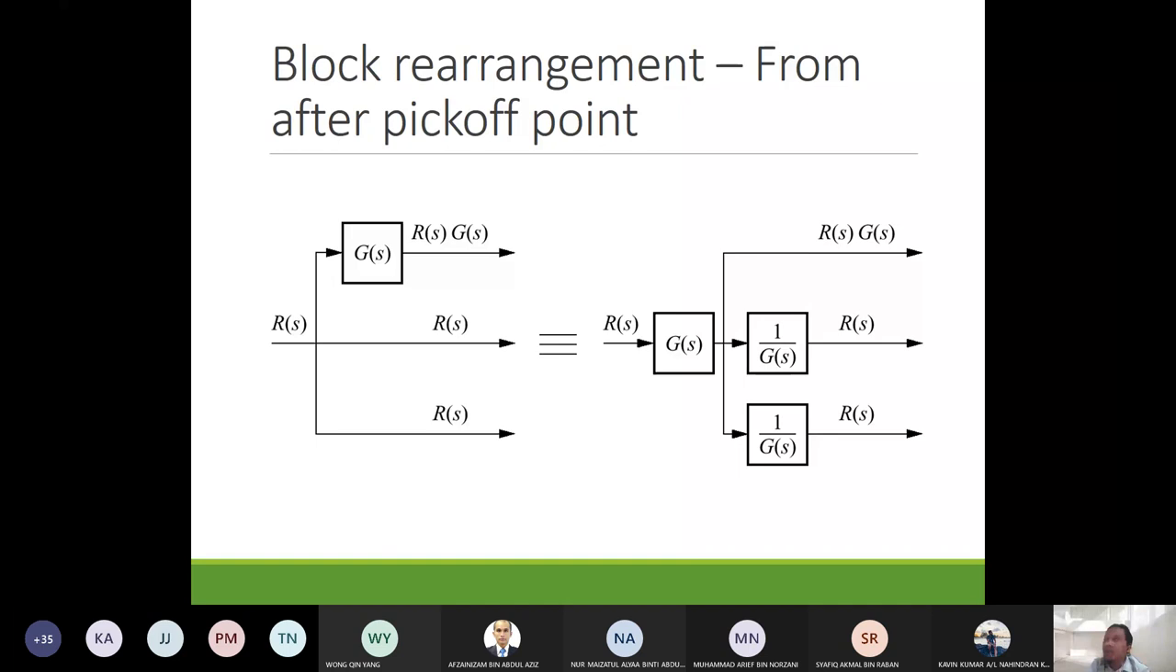Just now we looked at how to change the position of the blocks before and after the summing junction. Now let's look at how you can rearrange the block or change its position before or after the pick-off point. Now we have a block after a pick-off point. This block GS is located after the pick-off point, and you want to bring it before the pick-off point. On the incoming signals, you just multiply by GS. And for all signals going out from the pick-off point, you multiply by 1 over GS, or divide by GS.